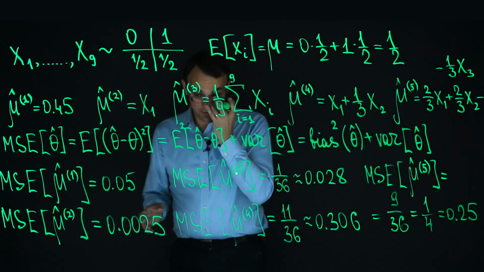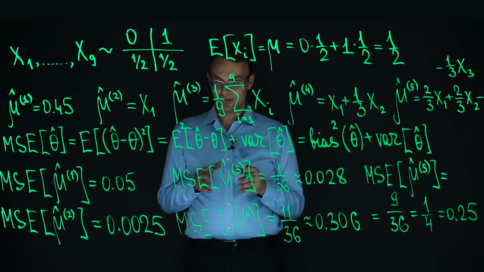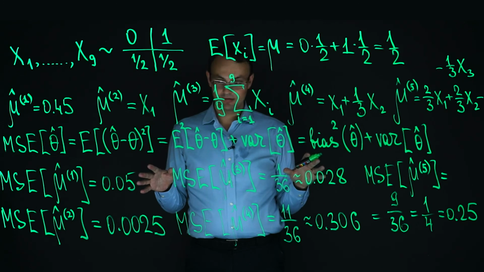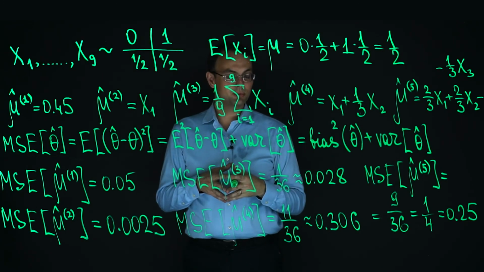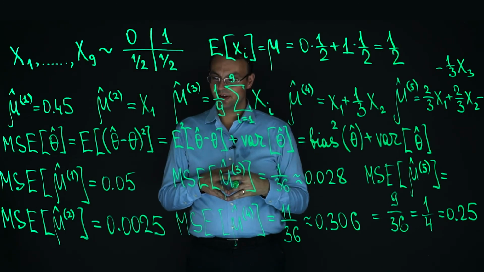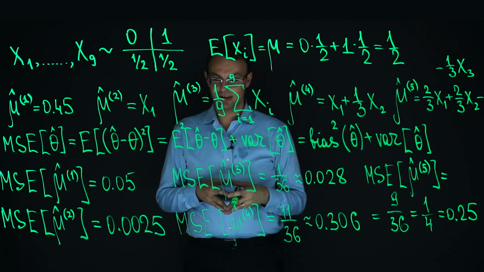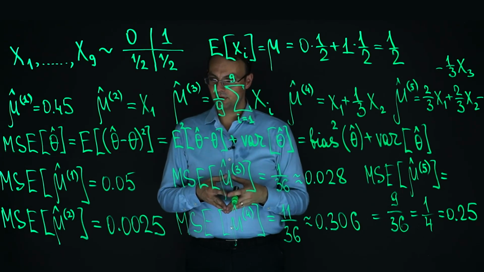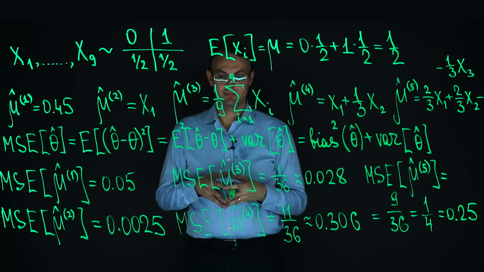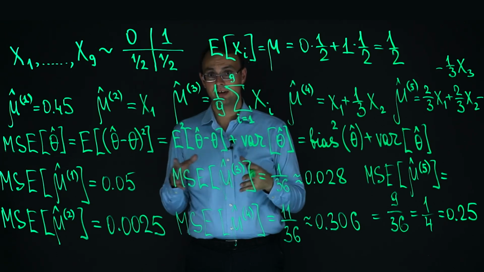So the most efficient is the one that has the least MSE. And here we see that the most efficient in these terms is mu1 hat, as its MSE is the least one.